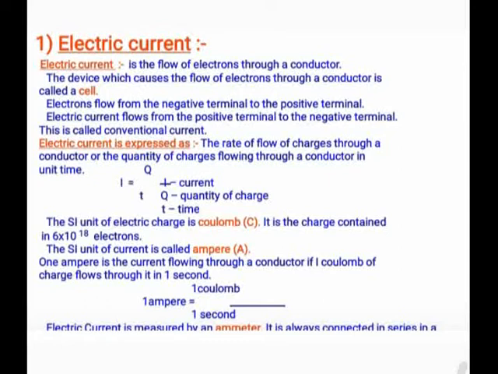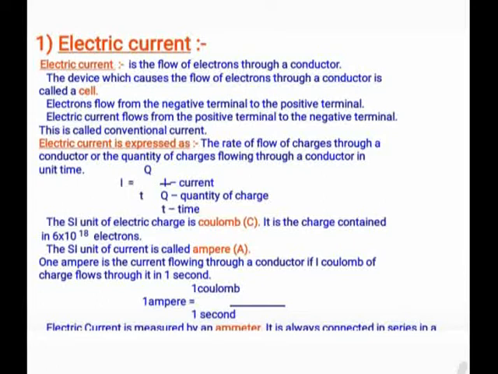Electric current is expressed as the rate of flow of charge through a conductor, or the quantity of charge flowing through a conductor per unit time. It is mathematically expressed as I = Q/T, where I is current, Q is quantity of charge and T is time. The SI unit of electric charge is the coulomb. It is expressed by C. It is the charge contained in 6 × 10^18 electrons.